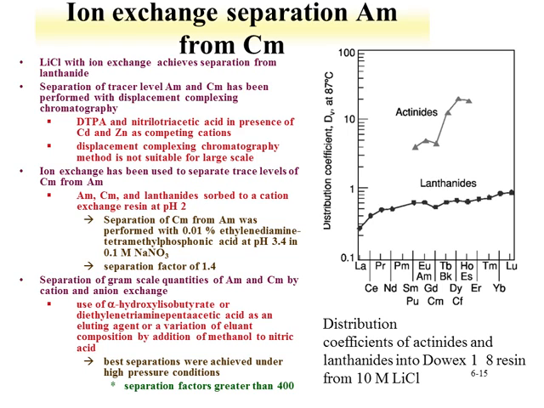Another route for separating americium, curium, and the lanthanides is to sorb the material to a cation exchange resin at pH 2. And separation of curium from americium was achieved by using a relatively weak phosphonic acid solution, this ethylene diamine tetramethylphosphonic acid, at pH 3.4 in 0.1 molar sodium nitrate.